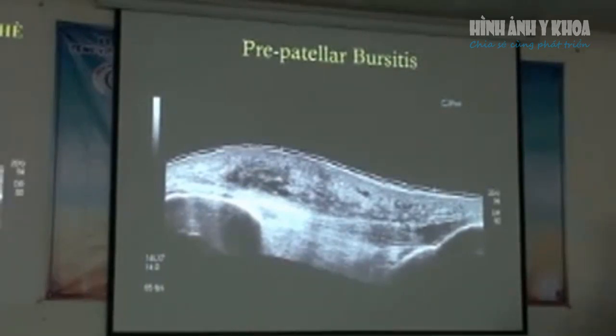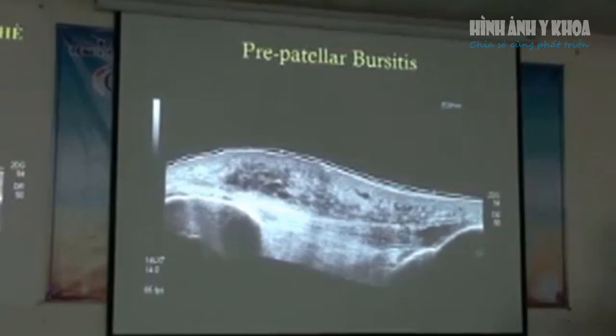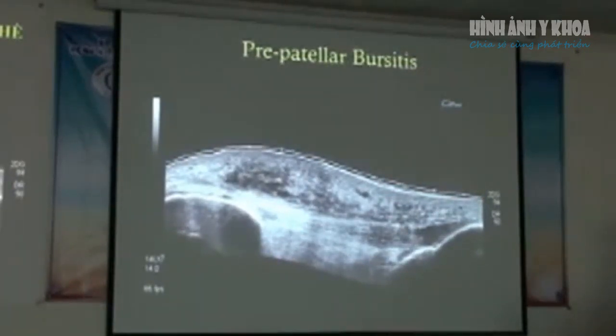Sometimes this patellar bursa can be quite simple in nature, so it's just got purely fluid in it, but other times it just appears as this very heterogeneous soft tissue swelling.